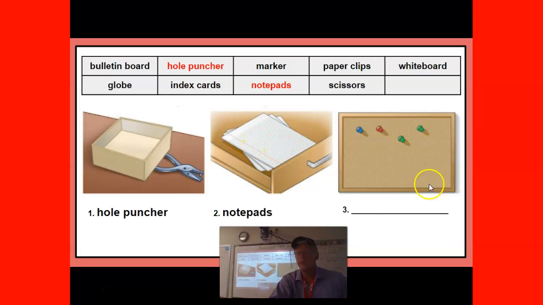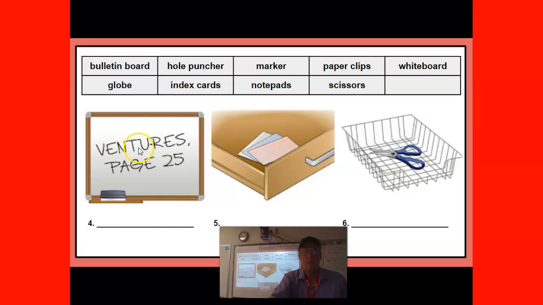And then do you know what we call this? A bulletin board. You see that in the hall out here. People will pin up a notice with important information on a bulletin board. How about this one? What did we call this board that you write on? I kind of gave it. It's a whiteboard.